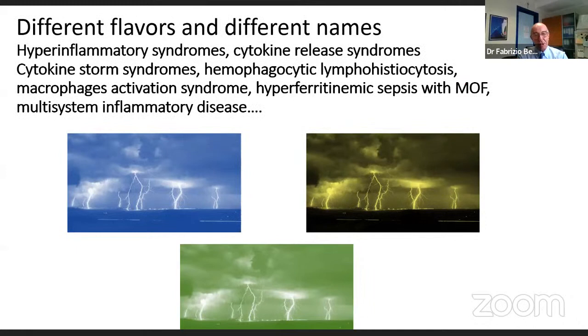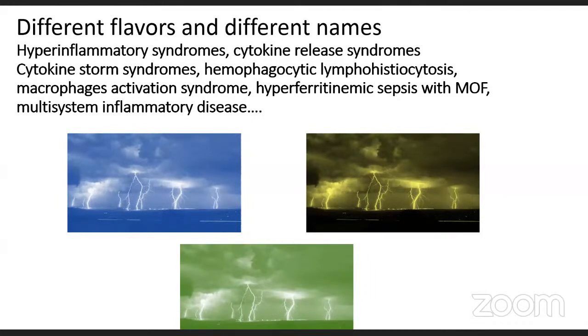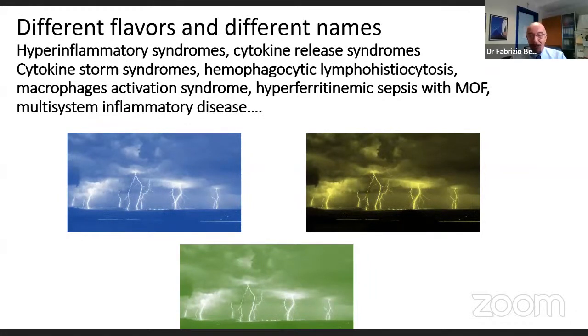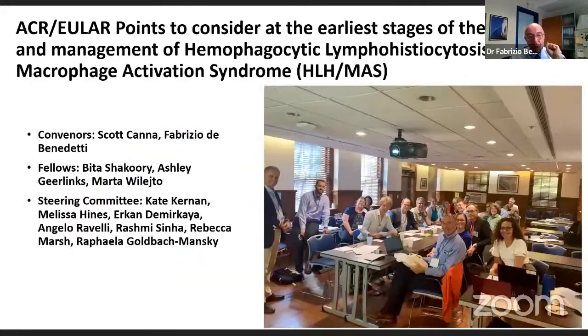We use hyperinflammation, cytokine release syndromes, cytokine storm syndromes, HLH/MAS, hyperferritinemic sepsis with multiple organ failure, multisystem inflammatory disease in the context of COVID infections, on top of everything else. And it gets really complicated to try to understand and identify these syndromes with one name, which we don't have.